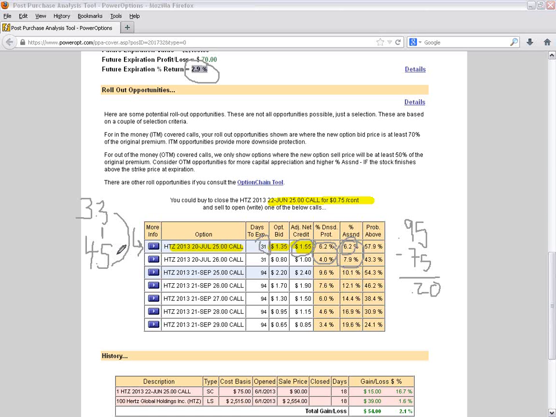So at that point, I'd probably just decide to let the position get assigned, take my 3.3%, and then the next day, or that same day, use the search tool to identify a new covered call that does match my criteria. So that's what we're looking at.